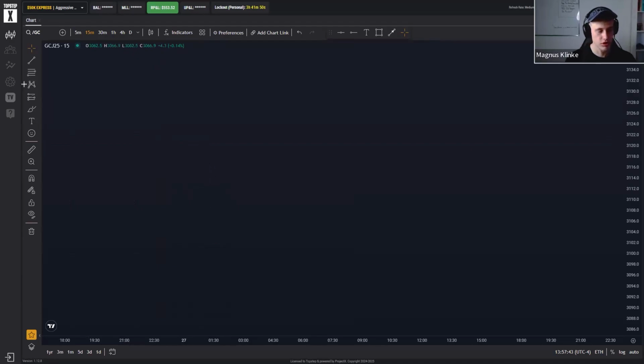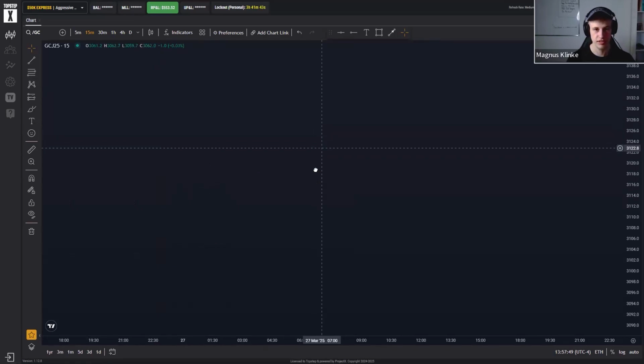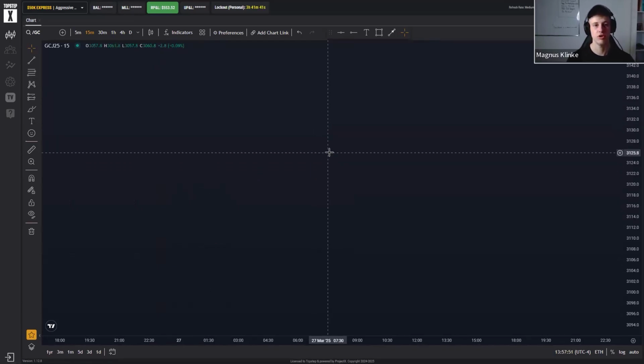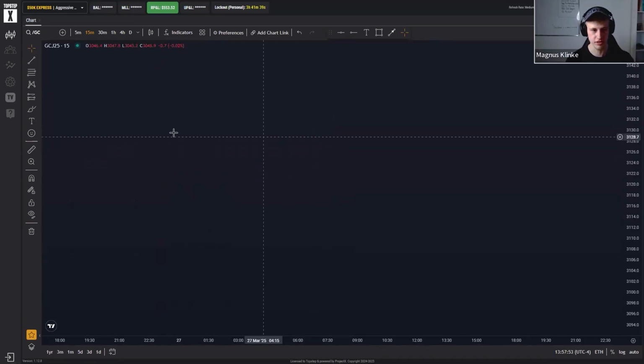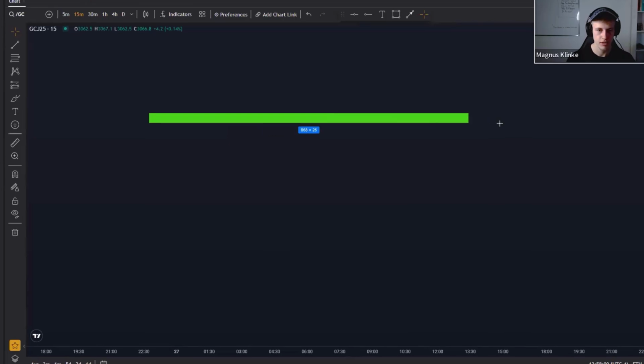So basically what we're going to see here is that we're going to look at the higher time frame structure and the lower time frame structure to see when we can take them and take advantage of them, and when we shouldn't take them. So yeah, let's jump right into it. I'm going to draw some candles here and let's see.